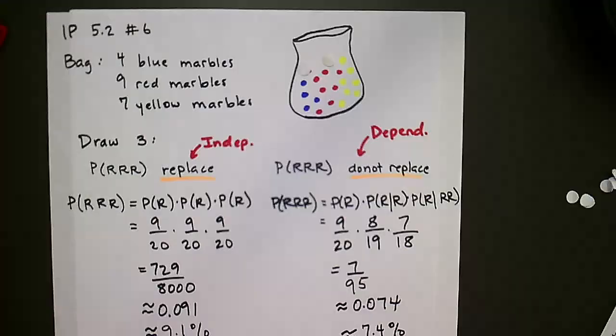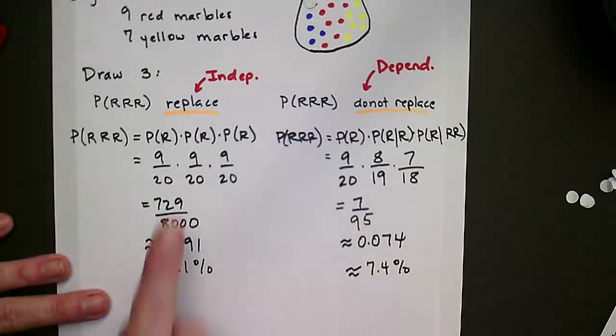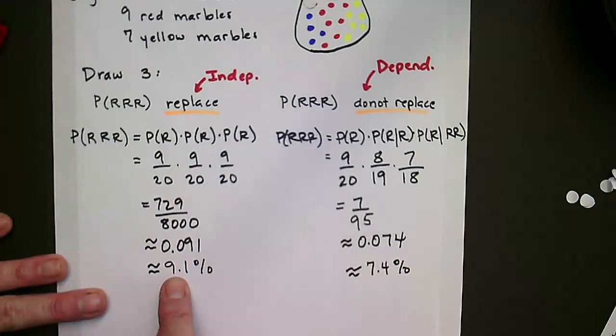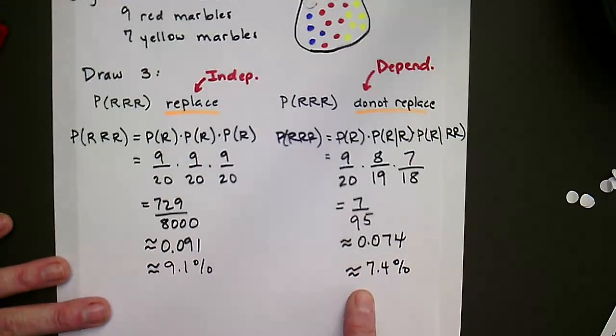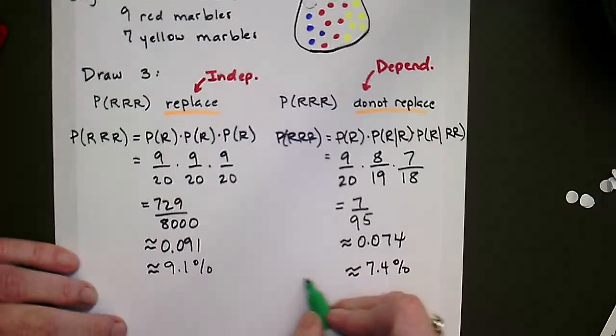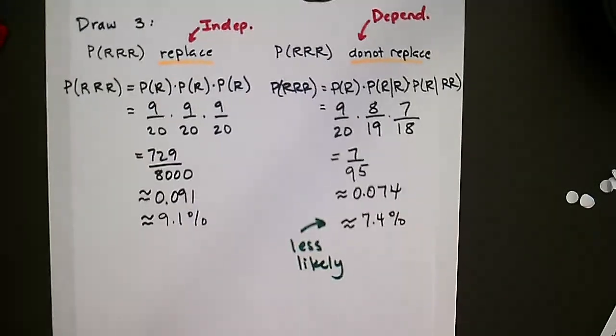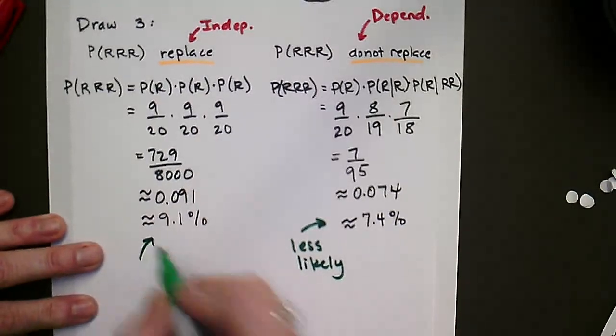All right, so the probability of getting 3 reds in a row when I replace is a little bit higher at 9.1%, a little bit lower when I start taking them out. So this is less likely. This guy here is less likely. Which makes sense, we're removing reds from the bag. This one is more likely. We're keeping them all in there.